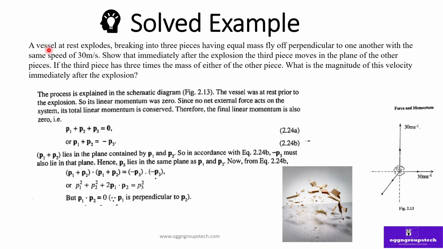तो देखो, a vessel at rest explodes, breaking into 3 pieces having equal mass, which fly off perpendicular to one another with the same speed of 13 meter per second. Now show that immediately after the explosion the third piece moves in the plane of the other two pieces. If the third piece has 3 times the mass of either of the pieces, what is the magnitude of its velocity immediately after the explosion? So हमें उसका velocity निकालना है explosion के बाद का उस पार्टिकल का.